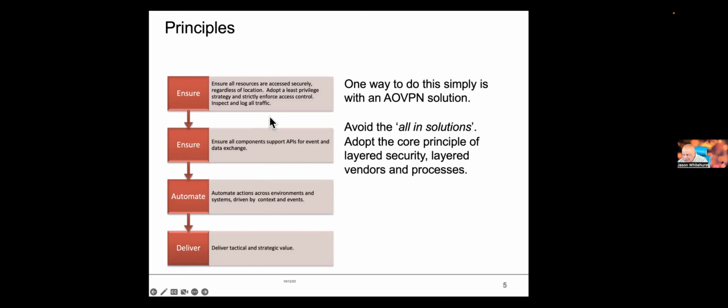That's the much easier way to do it than more of an enterprise scale, which is adopting a least privilege strategy, and trying to strictly enforce that with access controls like within Office 365, Azure, Azure AD, or whatever directory structure you use, Jump Cloud for that matter. So then we ensure all the components such as APIs for events and data exchange.